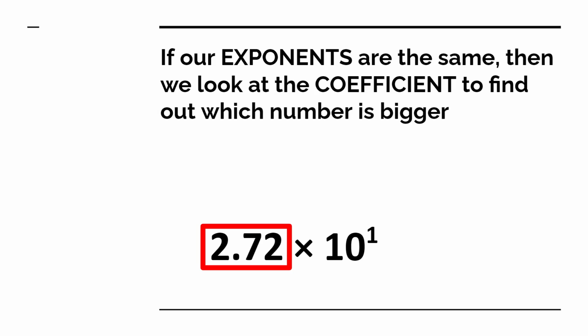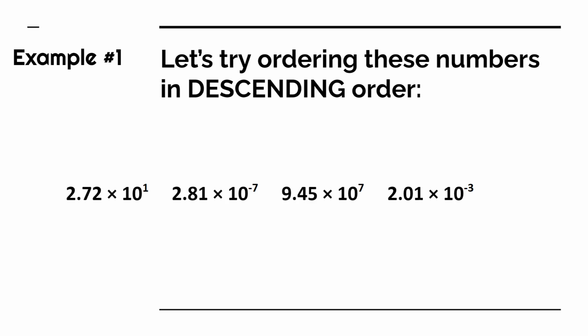The coefficient has to follow two rules. It has to be greater than or equal to 1, but it has to be less than 10. Pretty much there can only be one digit in the ones place when we're talking about numbers written in scientific notation. So again, we're looking at the exponent first, and if the exponents are the same, I'm looking at the coefficient. That's all I have to do in order to compare any kind of number. So let's take this one.